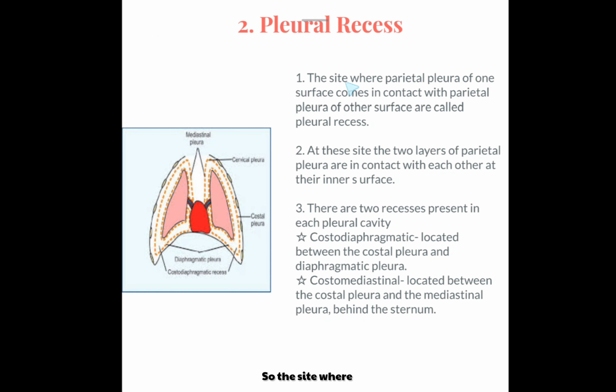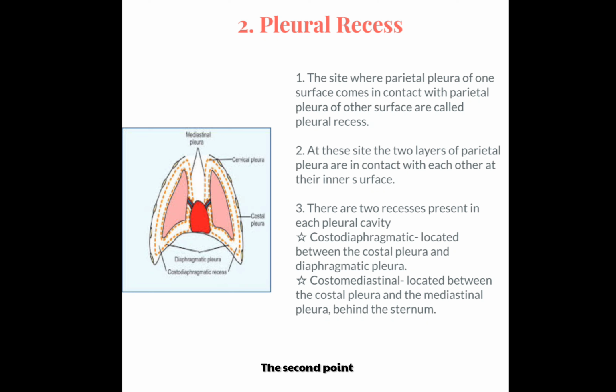Pleural recess. So the site where parietal pleura of one surface comes in contact with the parietal pleura of other surface is called pleural recess. So as you can see in this picture, this is the lungs. Surrounding the lungs we have the parietal pleura of the lungs, which is known as the costal pleura, and surrounding the diaphragm we have the parietal pleura of the diaphragm, which is called the diaphragmatic pleura. Now the region where the costal pleura and diaphragmatic pleura come in contact with each other, a small space is formed in this region, and this is called the pleural recess.